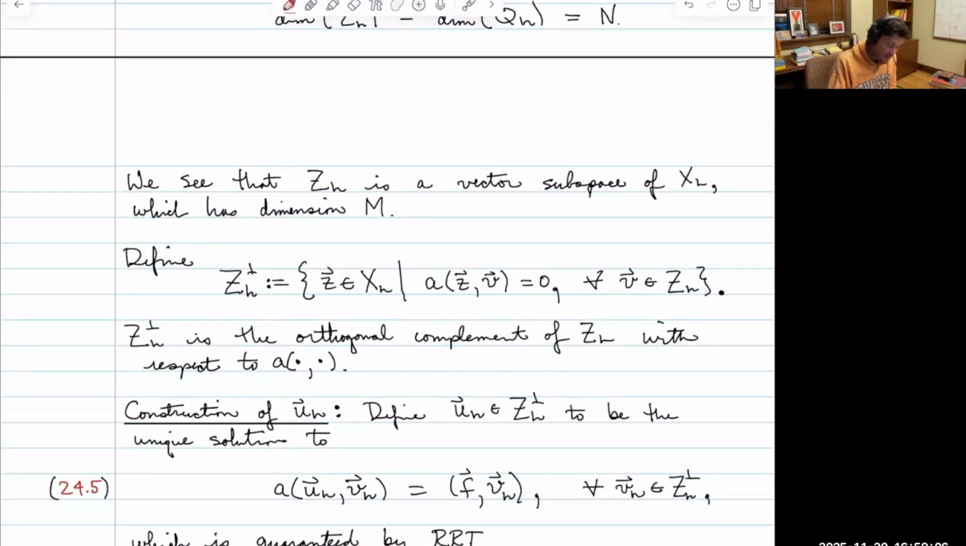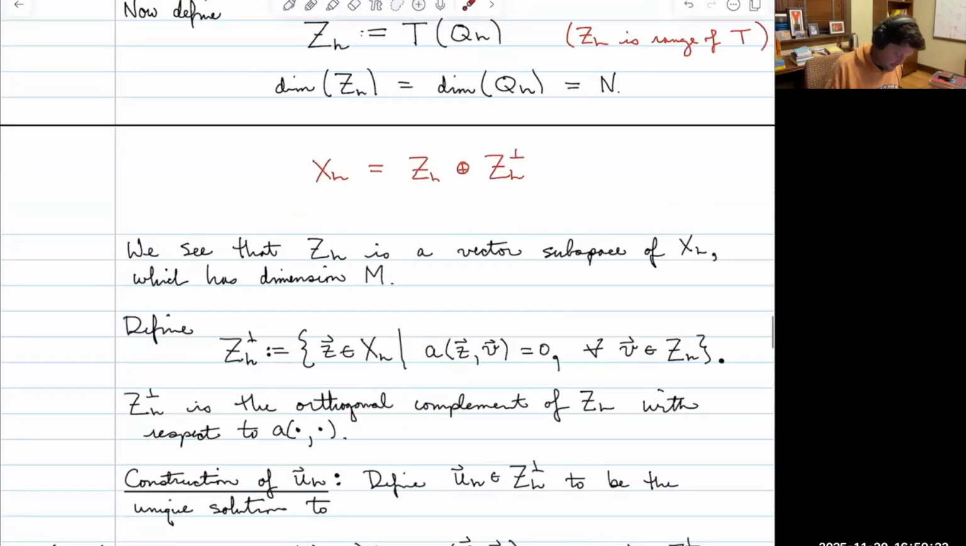So that means that we can write XH is equal to ZH direct sum ZH perp. Let's see, what was the dimension of these guys? So this one had dimension M. This we just showed is dimension N, and this has to be dimension M minus N.